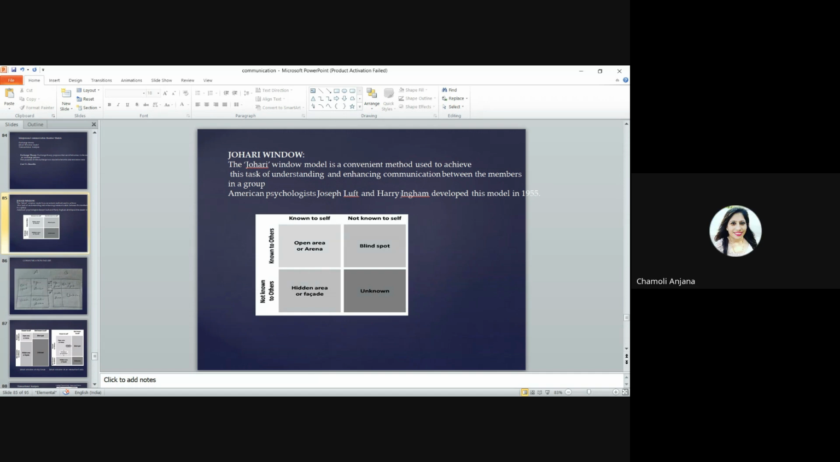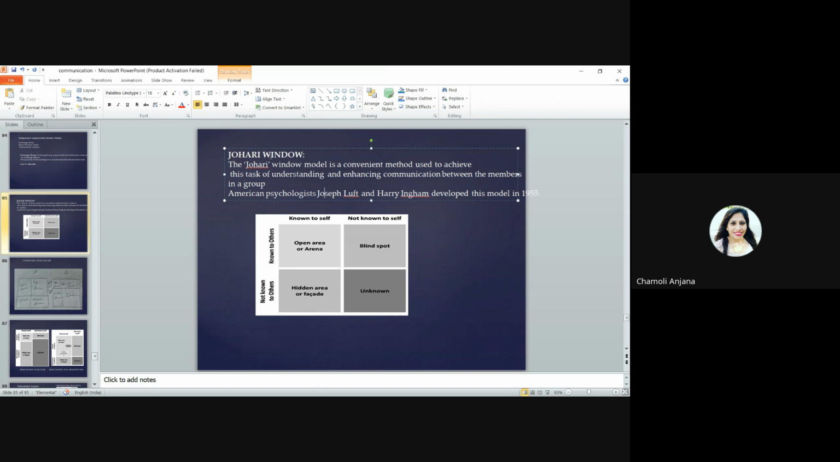Okay. So Johari window is actually a conceptual window which was developed by the American psychologists Joseph Luft and Harry Ingham. Lu of Luft and Har of Harry Ingham, they have combined their names and came up with the term Johari window.